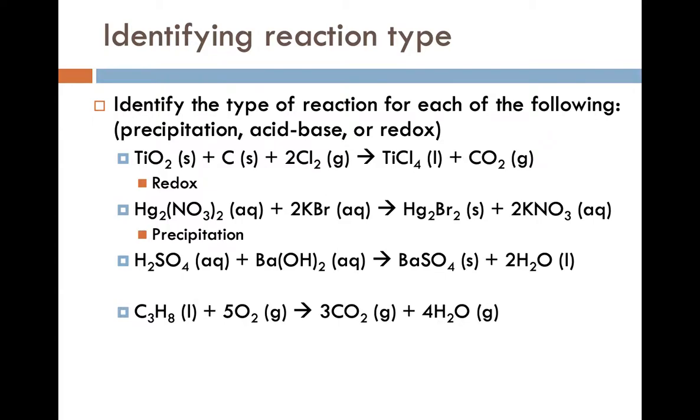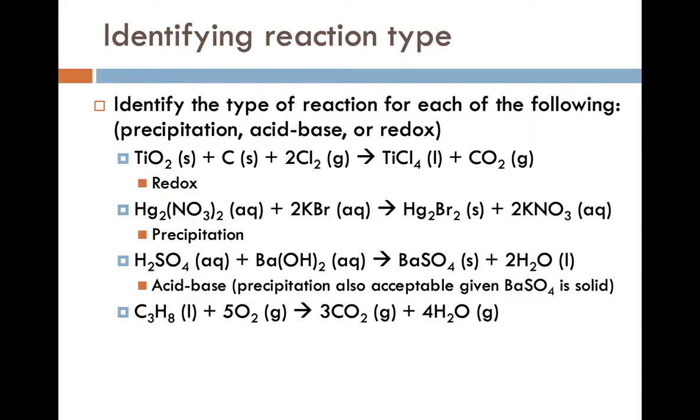Now, the third one down here is actually an interesting one, and I say that because there's really two possible answers you could put here. Right? First, you see aqueous plus aqueous makes a solid, so technically you could count it as a precipitation reaction, although realistically it's more likely to be called an acid-base reaction, because you do have sulfuric acid plus barium hydroxide, making the BaSO4 and 2 water molecules.